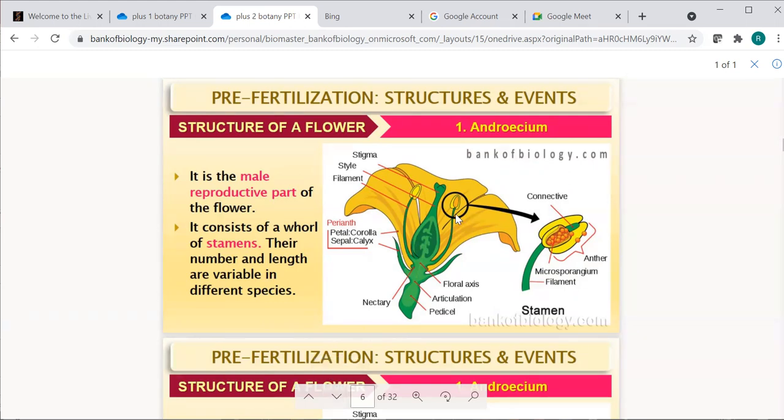So the male reproductive part, that is the androecium, is called stamen. Stamen has two parts, that is anther and filament. This is the filament. This is the anther part. Anther is bilobed, which means it has a two-lobe structure.